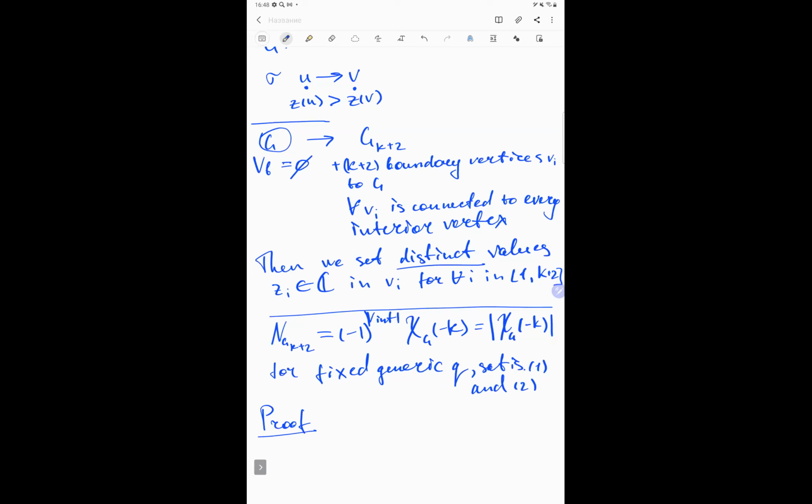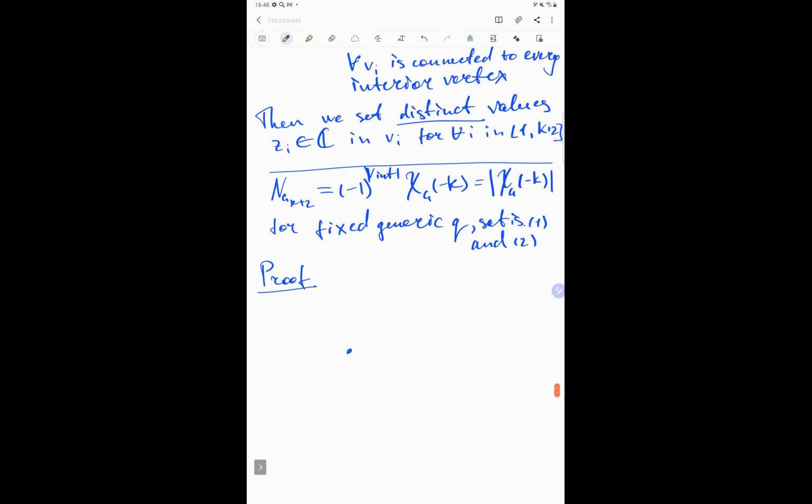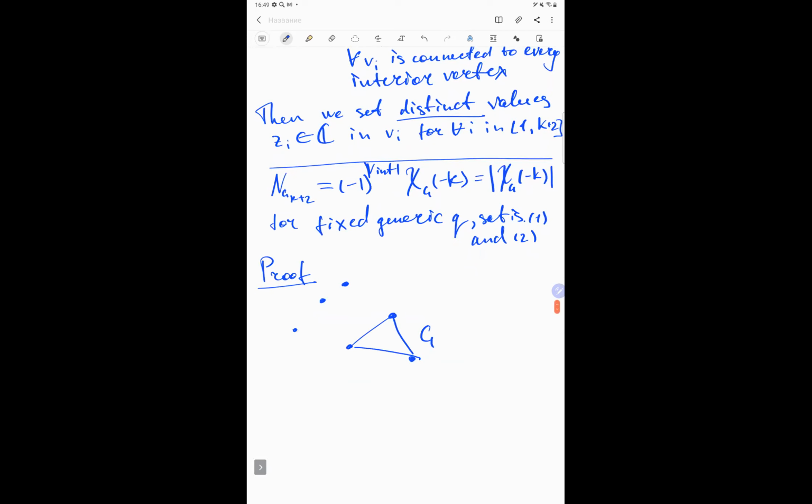Raisa, my apologies. Can you draw an example of this graph G_{K+2}? This is graph G, and we put, for example, 3 boundary vertices, and we connect. Here k equals 1, case k equal 1, and we connect each boundary vertex to each interior vertex.